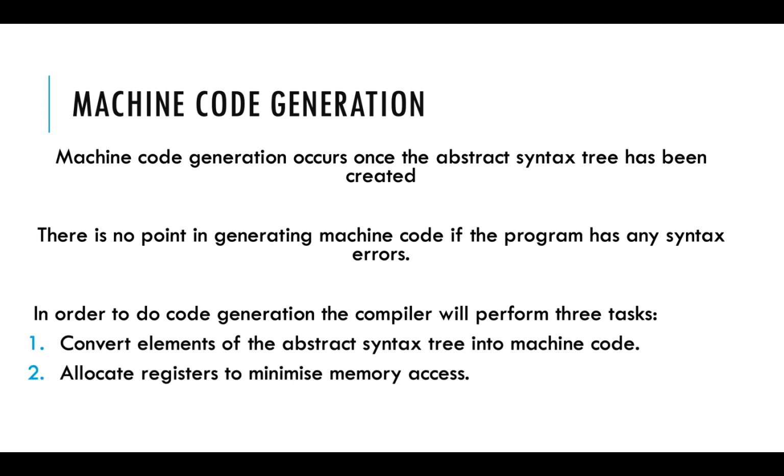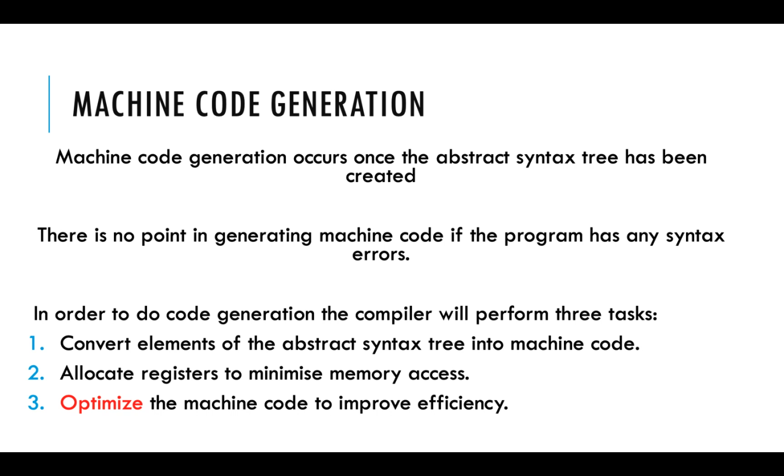Now it's worth noting here that if at any stage of the compilation process there is an error, there is no point in compiling any further. The key stages at this point are: 1. To convert elements of the abstract syntax tree into machine code, 2. Allocate registers to minimize memory access, and 3. Optimize the machine code to improve efficiency.